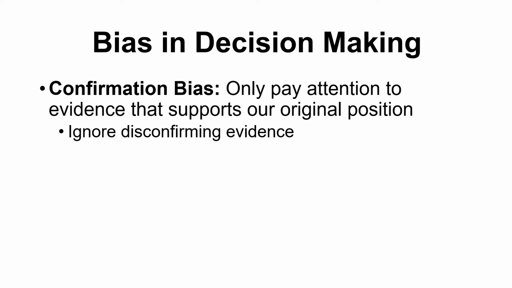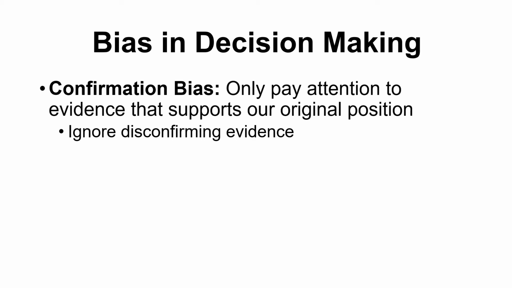So the first of these is confirmation bias. And this is a tendency for us to only pay attention to evidence that supports our original position while ignoring any evidence that goes against that original stance. Humans tend to seek out information that matches our existing ideas and beliefs. So we look for things that belong with what we already understand or what we already think.